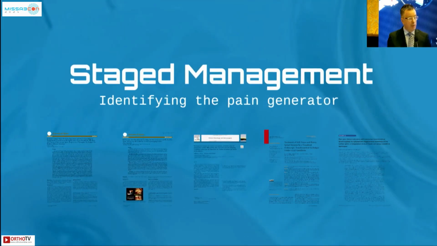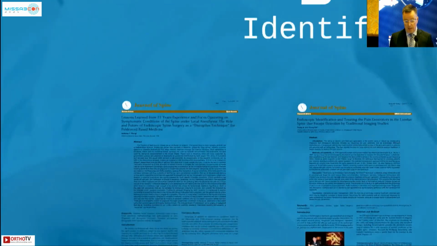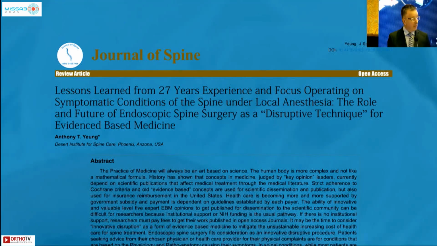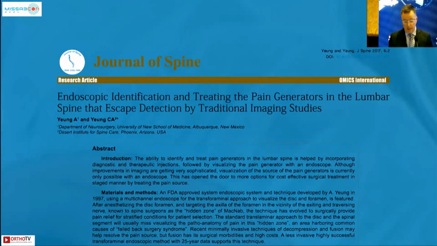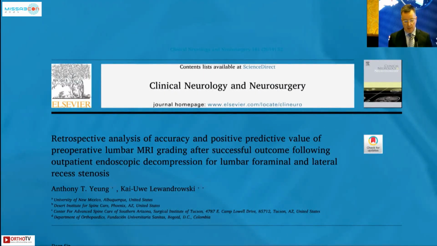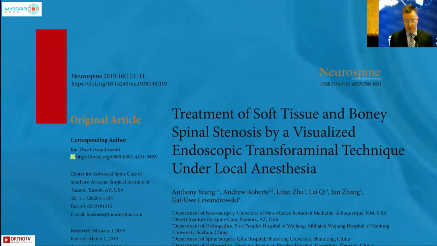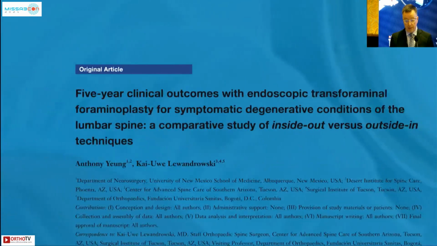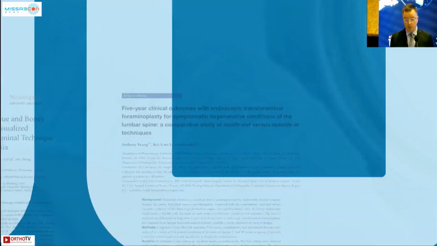The staged management concept relies exactly on identifying the primary pain generator and simplifying the surgical treatment in the endoscopic spine care model. And that's obviously based on Dr. Young's experience that I'm listing here and some of the things that we've written up together. Here's an editorial about the use of MRI criteria and diagnostic injection protocols that he and I wrote together. This has also been written up in 5-year follow-up papers where it illustrates that that staged management protocol actually does work fairly reliably.